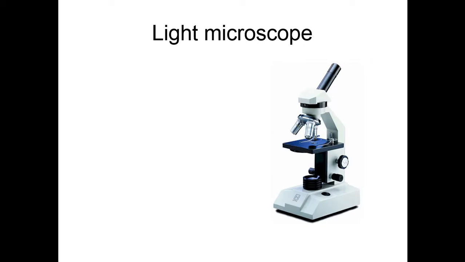Now, we use a light microscope today, and the microscope we are going to use in class is a compound microscope. Compound because it has two lenses, the ocular piece and the objective piece. These are the two pieces. The ocular lens usually has 10 times magnification, and the objectives can be 3 times, 10 times, or 40 times magnification.